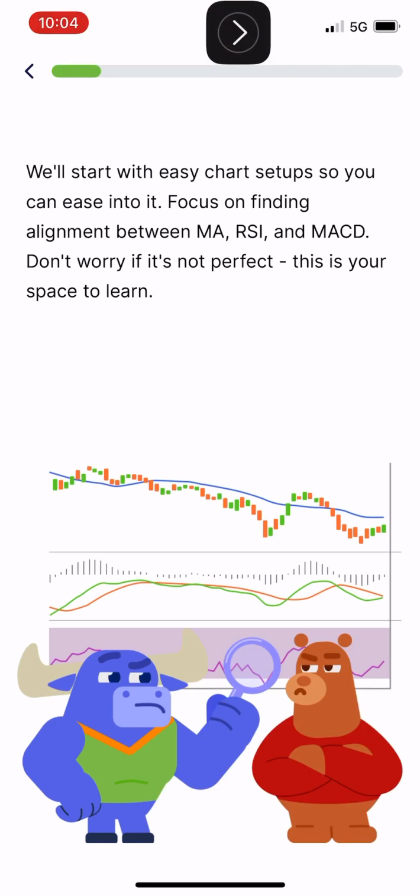We'll start with an easy chart setup so you can ease into it. Focus on finding alignment between MA, RSI, and MACD. Don't worry if it's not perfect. This is your space to learn.